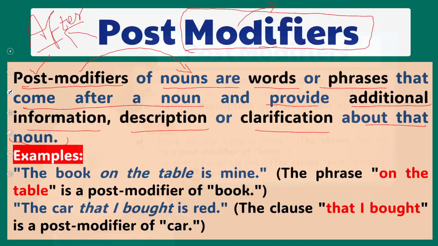So let's take an example to understand the concept clearly. There is a sentence: the book on the table is mine. Firstly we have to identify the noun. The noun here is the book, and what is modifying this noun? What is telling more about the noun? This phrase, on the table, is actually modifying the noun. The book is on the table, so this phrase is giving extra description about the noun. That's why the phrase on the table is a post modifier of the noun book.